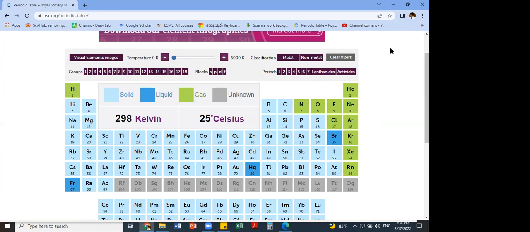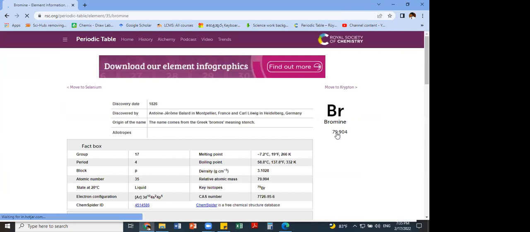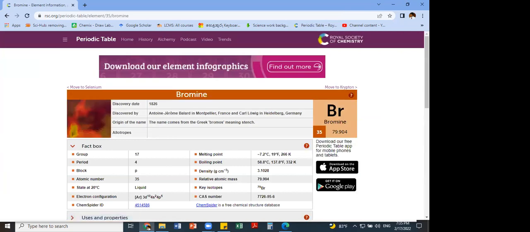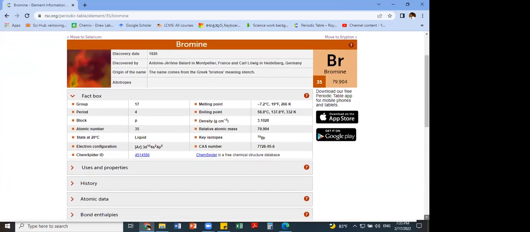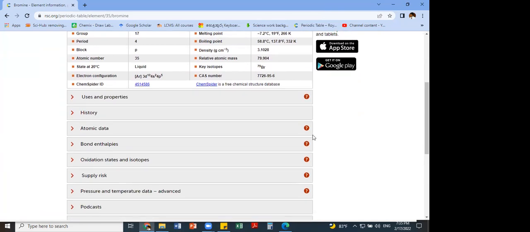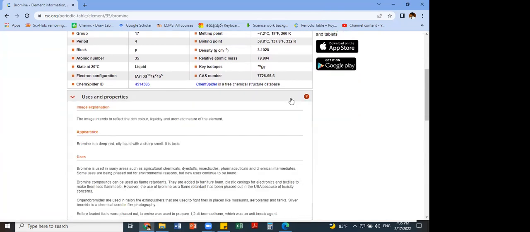Therefore, in an online platform there are many benefits like this. You can't do this on the whiteboard or the blackboard, right? Now in Colombo, mercury is a liquid metal and bromine is a liquid non-metal. If you click on bromine, they tell everything about bromine here: history, uses, properties. If you click on uses, they tell you the uses.